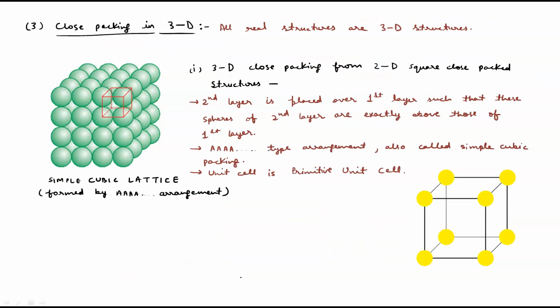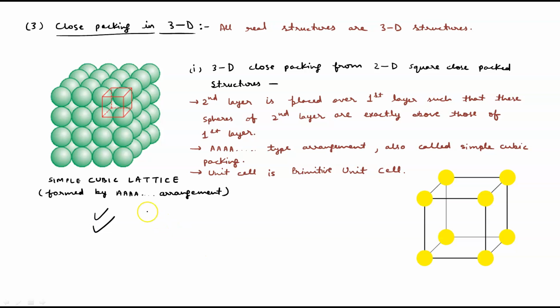Now comes close packing in three dimensions. In this, we can say that all real structures are three-dimensional structures. So we can make three-dimensional packings from two-dimensional structures, that is, square close packing and hexagonal close packing. First, three-dimensional close packing from the two-dimensional square close packed structure.